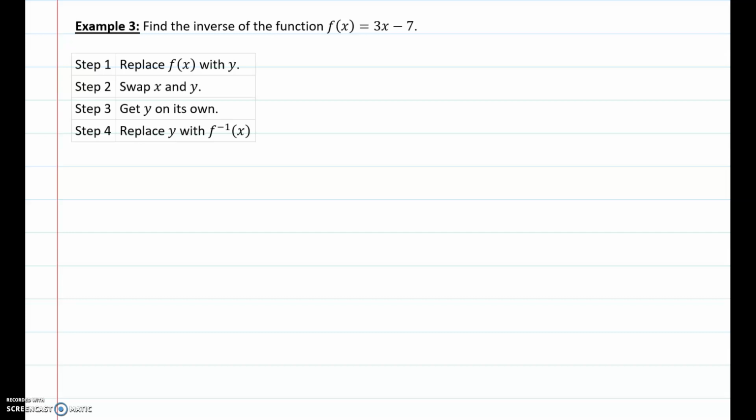So in this example, we want to find the inverse of the function f of x equals 3x minus 7. And you can see the steps written out here on the left-hand side. So after we write out the problem, of course, the first step is to replace f of x with y. So it's going to be y is equal to 3x minus 7. The second step is to swap x and y.